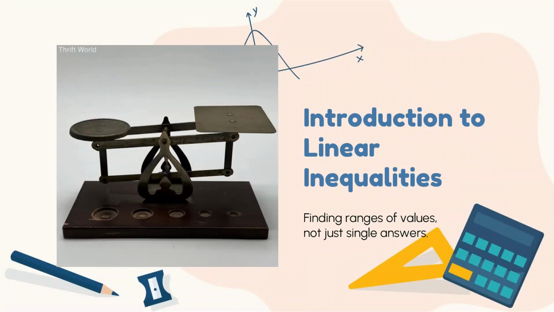In today's GCSE Maths lesson, we're introducing linear inequalities. So far, you may have solved equations where the aim is to find one exact answer. But inequalities are slightly different. Instead of finding one value, we often find a whole range of possible values. By the end of this lesson, you'll understand how to read inequality symbols, solve simple linear inequalities, and avoid one of the most common mistakes: forgetting to flip the inequality sign when working with negatives.